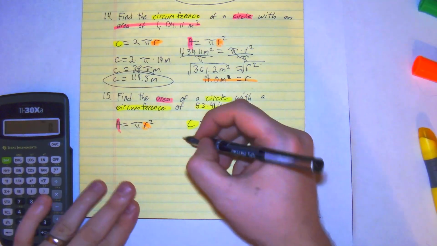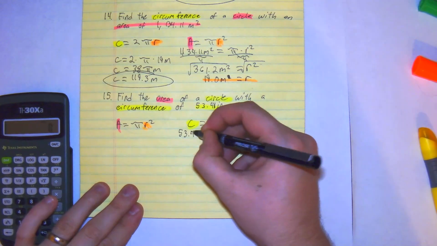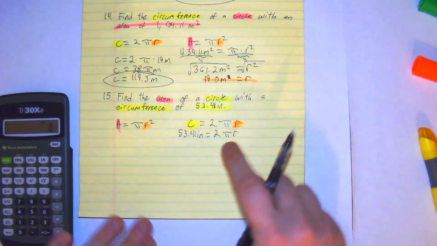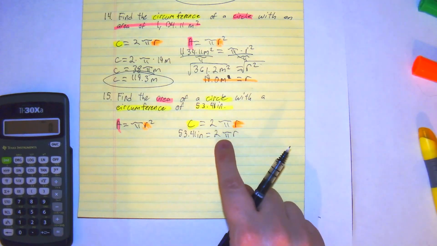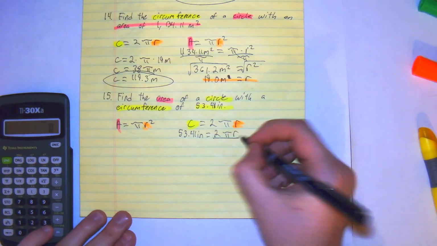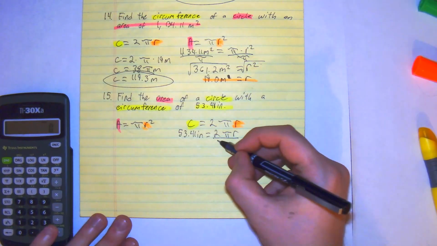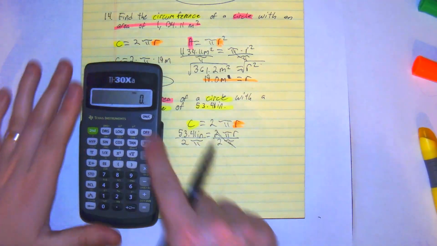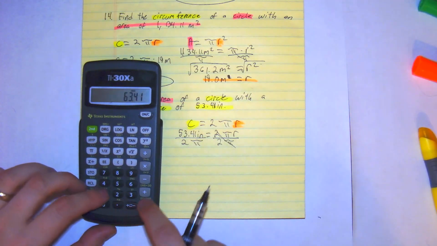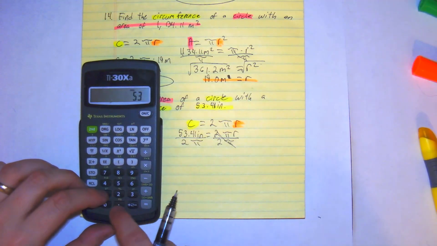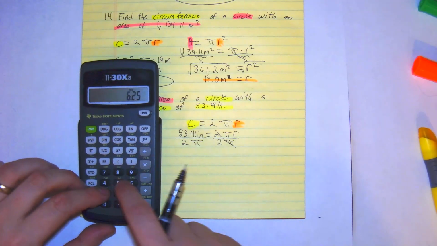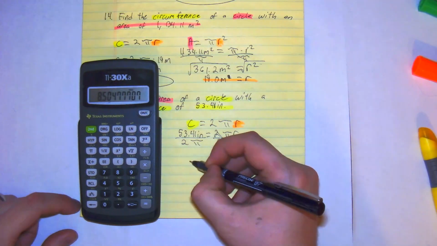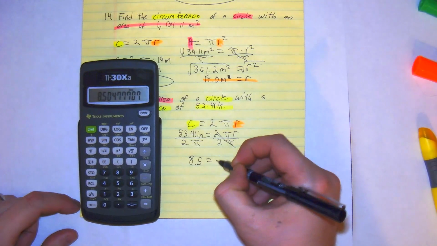So we have 53.41 inches is equal to 2 pi r. I'm going to change that pi into 3.14, so I'm going to divide both sides by 6.28, 2 pi. So right here we get 53.41 divided by 6.28, and we get about 8.5. So about 8.5 is equal to the radius.